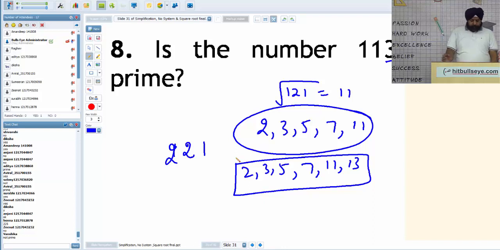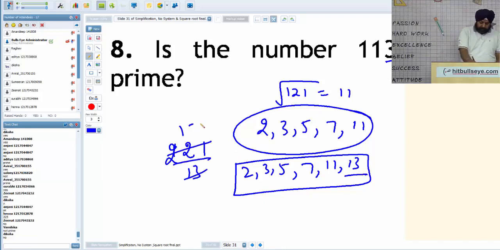Yes, it's not prime because it is divisible by 13. 13 ones are 13, 13 sevens are 91. So 13 into 17 is 221. So 221 is not a prime because it is a multiple of 13 as well as 17. I hope now you understood the concept.